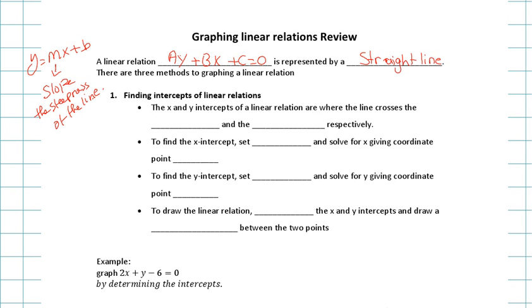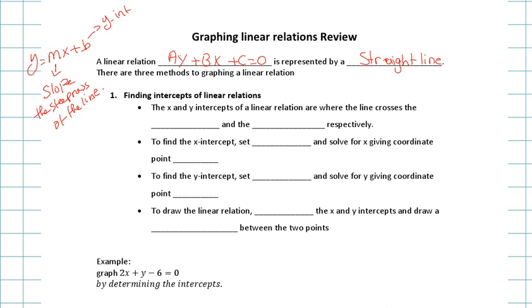So m represents the slope, and then b is the y-intercept. So where does that line intersect the y-axis? These are the two important pieces of information that you need in order to write the equation of a line in slope y-intercept form. We can always go between the two forms, and you can do that by moving things around.